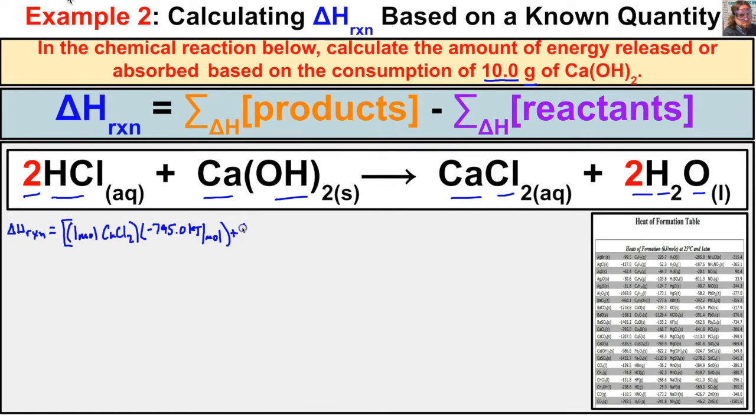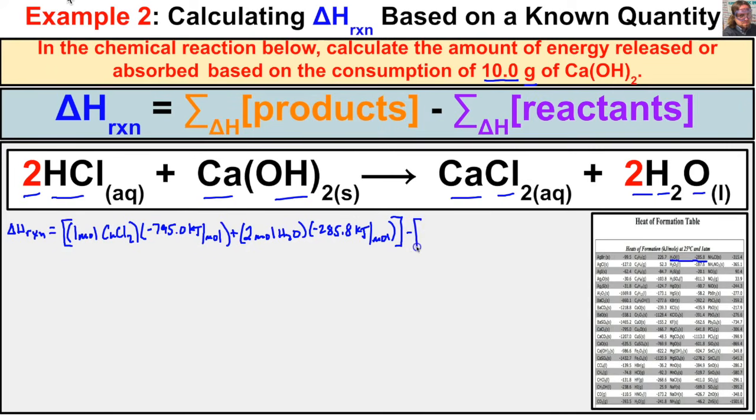And we're going to add this to the amount of energy that is released or absorbed during the formation of 2 moles of water. So we have 2 moles of water here in the liquid state, times, let's find it right here, H2O in the liquid state, that's negative 285.8 kilojoules per mole. And that is going to be the total amount of energy that is released or absorbed by the products.